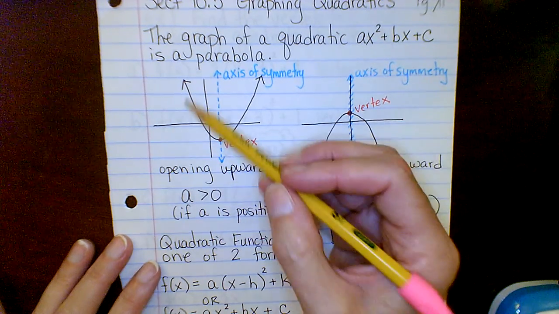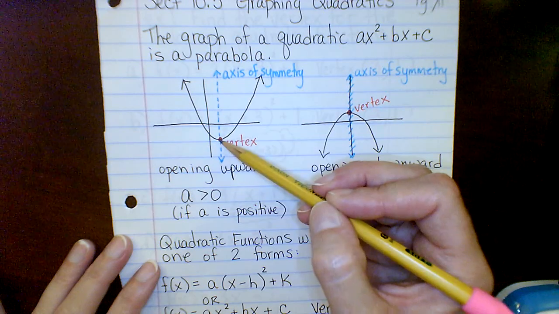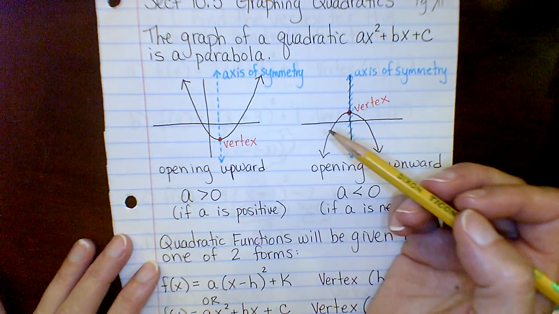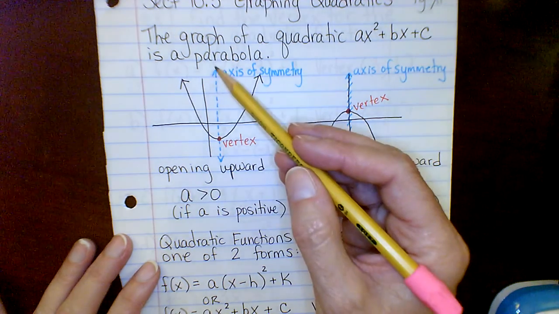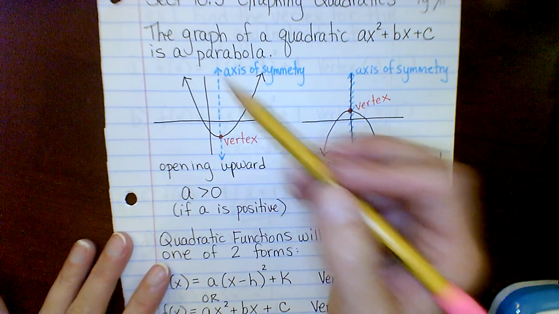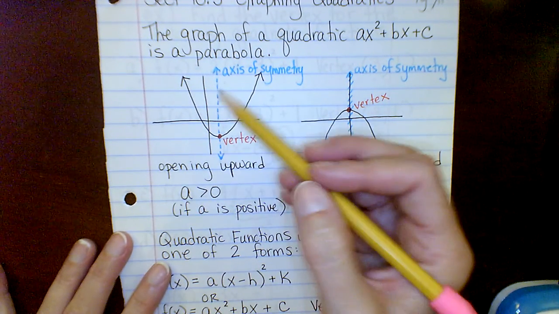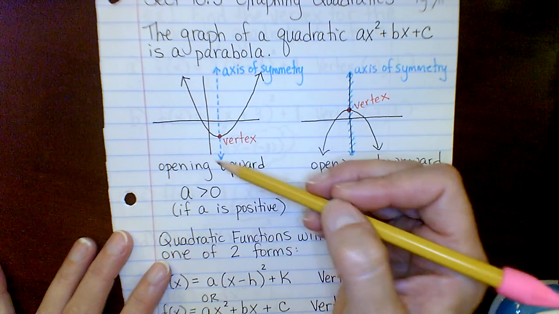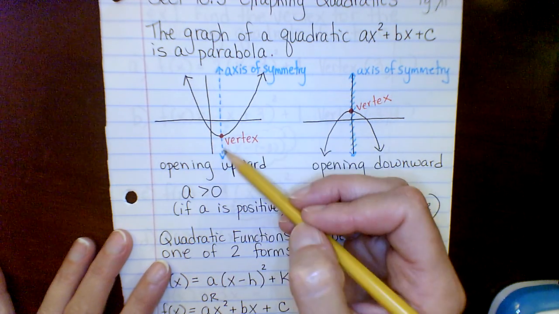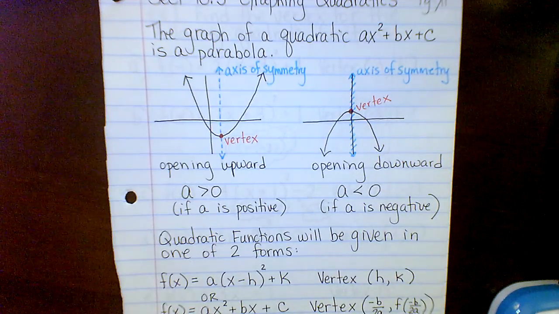Now, the graph here is symmetric about that point. It means it's a mirror image on either side. We say that there's this imaginary line called the axis of symmetry that runs down the middle here. It just means if you imagine this is on a piece of paper, and I were to fold this page with the crease being on that line, these two pieces of the graph would match up perfectly.